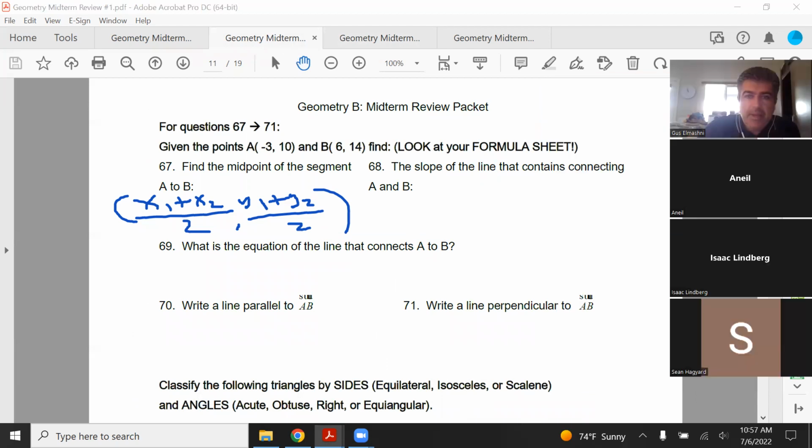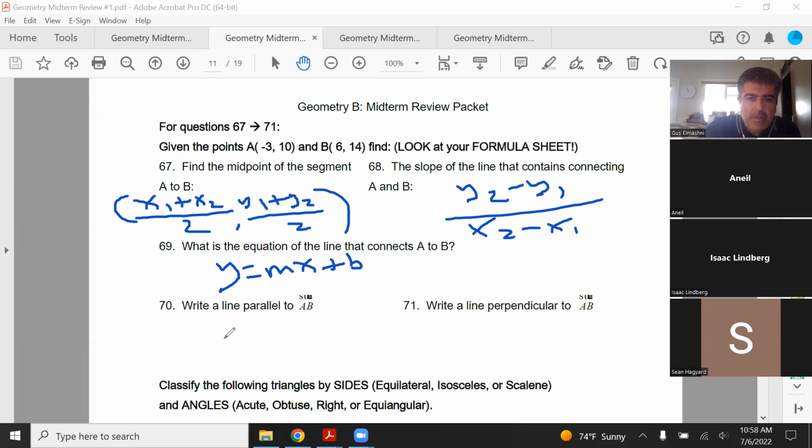So anyway, that's how you do midpoint. To find slope, you take the difference in y's over the difference in x's. The equation of a line, you use y equals mx plus b. Remember, for parallel, same slope. For perpendicular, negative reciprocal slope.